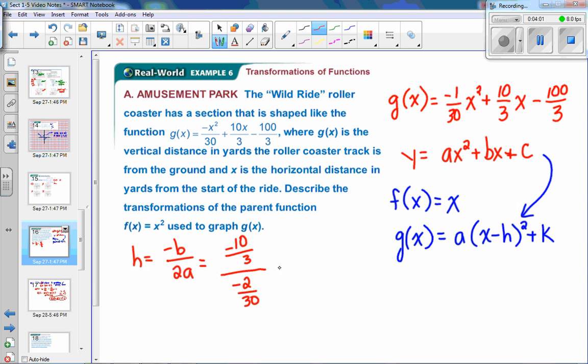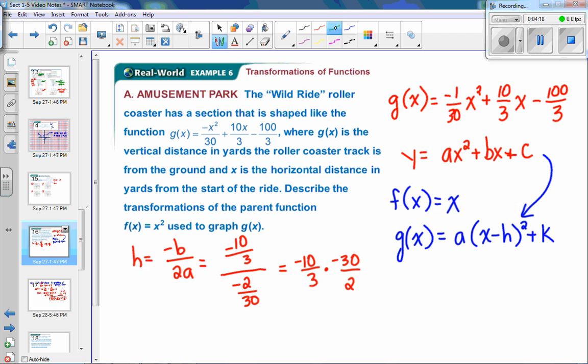Now, don't be quick to grab your calculator, because remember that this fraction bar here means divide. So when we divide by a fraction, remember it's the same as multiplying by the reciprocal. So I'm going to flip this over and have negative 30 halves.